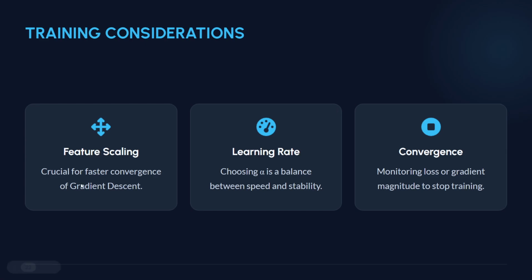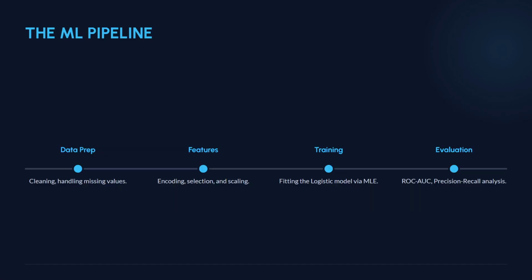Training considerations: feature scaling is crucial for faster convergence of gradient descent. We should always scale our features between a particular limit, like 0 to 1. Learning rate: we should have a correct and balanced learning rate for speed and stability. For convergence monitoring, loss and gradient magnitude, we should always monitor our loss change, so that we can know when to stop the training.